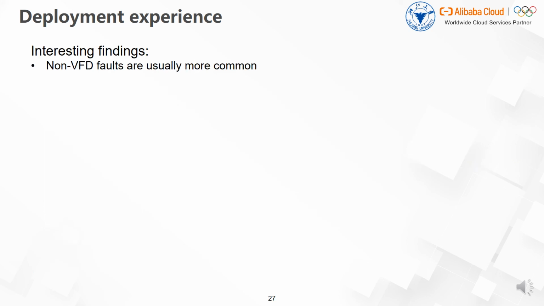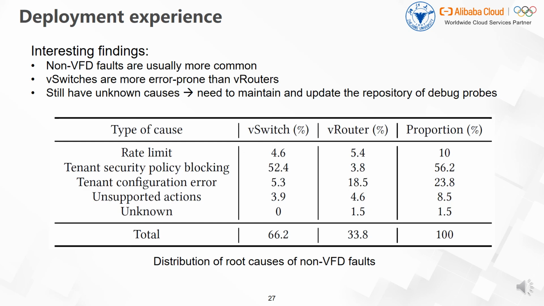Another finding is that non-VF defaults are usually more common than VF defaults. This is because that VF defaults can be well avoided through software tests before deployment. Further, we collect root causes for non-VF defaults and then classify them into 5 types. The proportion of each type is provided.